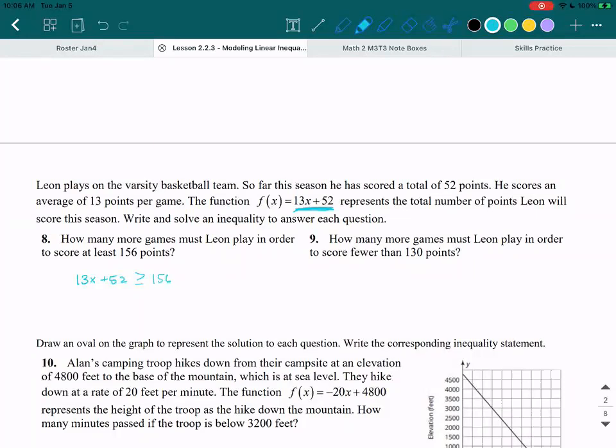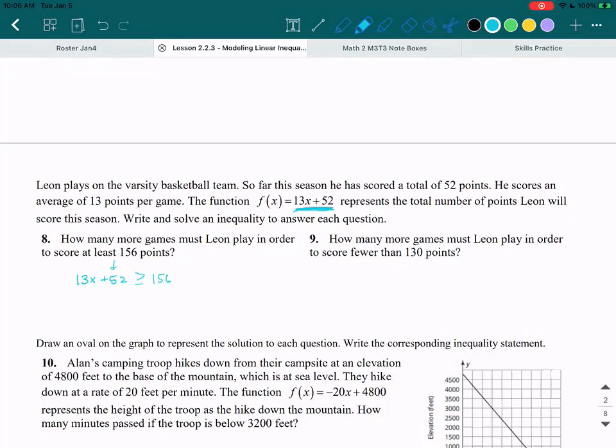Okay, so we wrote our inequality. Now we need to solve our inequality. If you were given a graph, you could solve it from the graph, but this time we're not given a graph. So we need to just solve it from the inequality that we wrote right here. When you're solving it from this inequality, all you have to do is get x by itself. It's just like solving an equation. There will be a few nuances later on where it's a little bit different from solving an equation, but for now, it's pretty much the same thing. So we have 13x plus 52 is greater than or equal to 156.